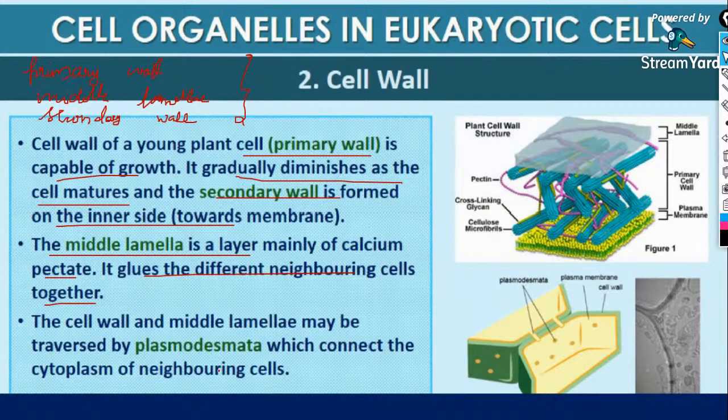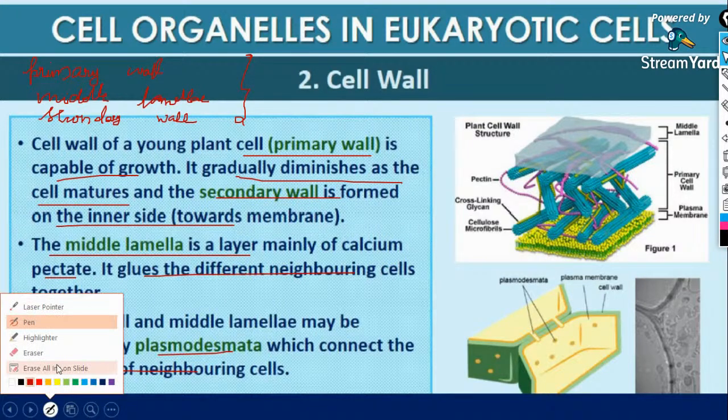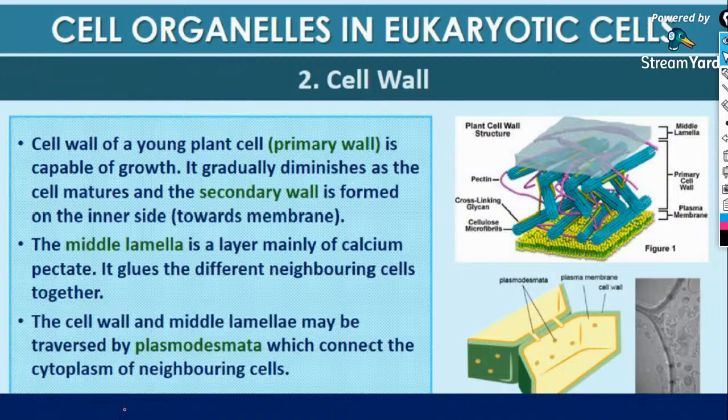The cell wall and middle lamella may be traversed by plasmodesmata, which connect the cytoplasm of neighboring cells.